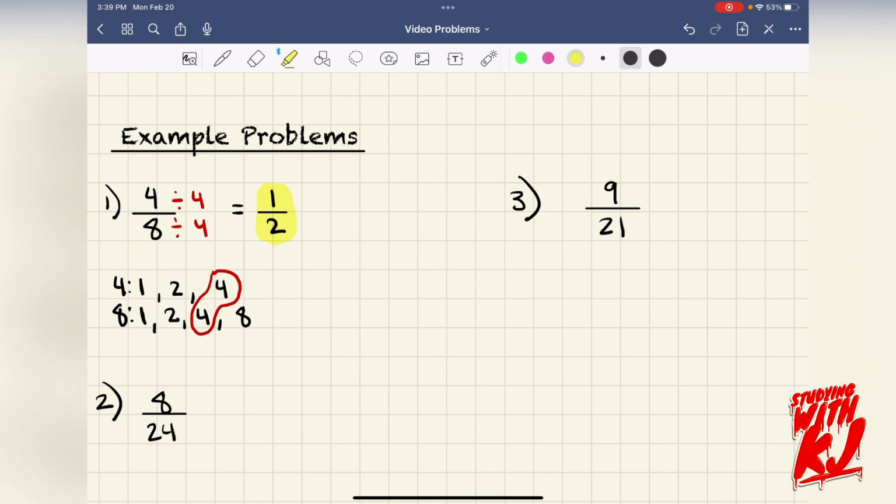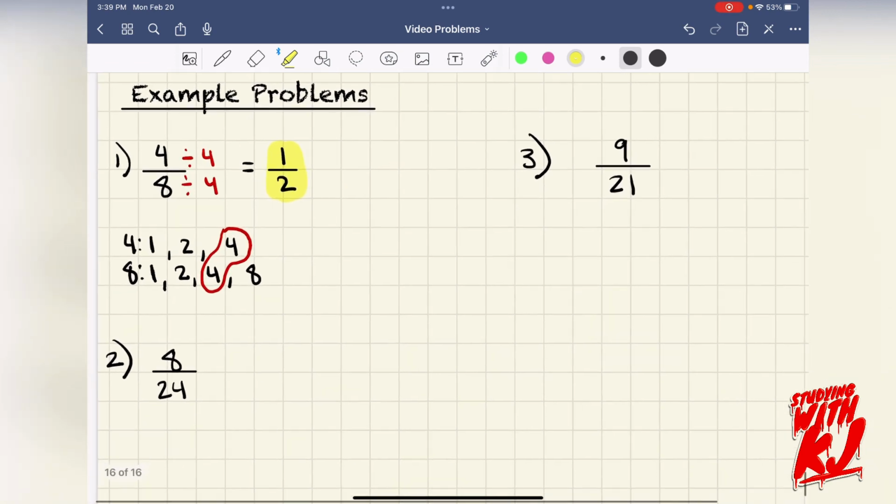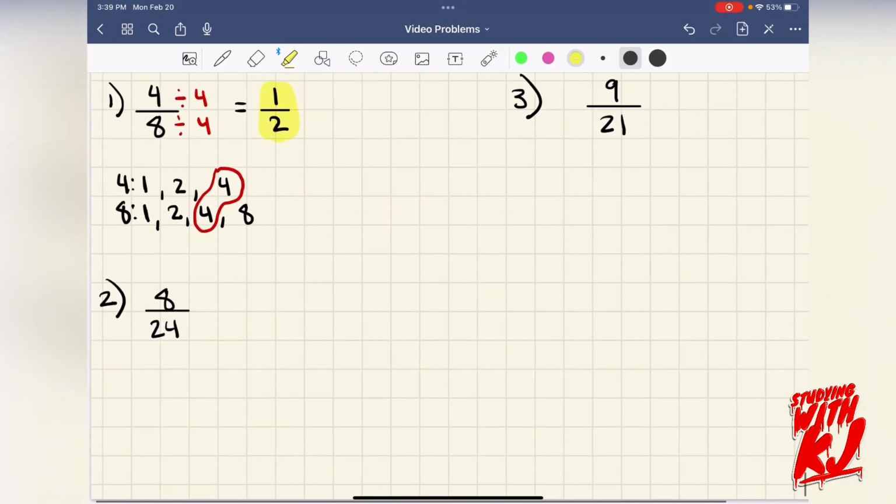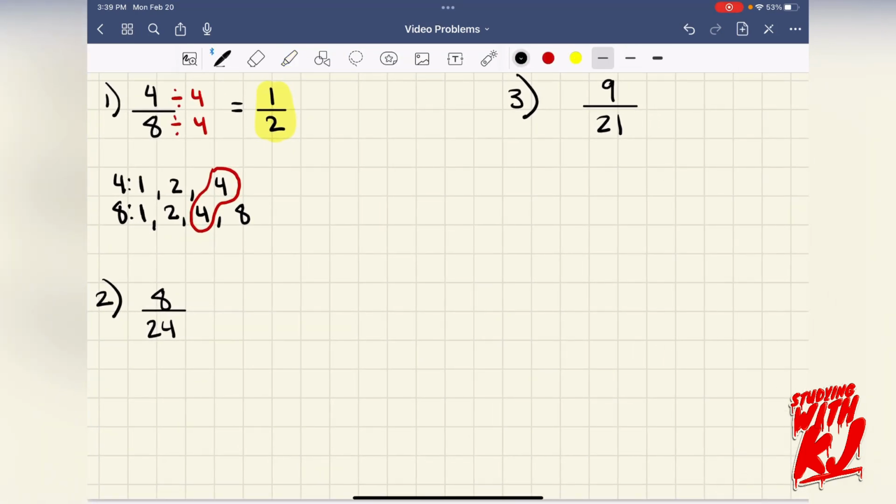So now let's go on to number 2, 8 over 24. Now we know our first step is to find all the factors of 8 and 24. So let's write 8 and 24 at the bottom. And we know our factors of 8 because we found that in example problem 1. So our factors of 8 are 1, 2, 4, and 8, right? All those can be evenly divided into 8.